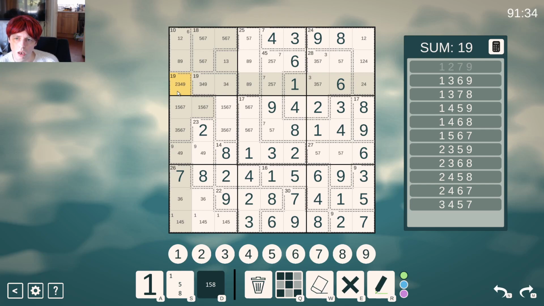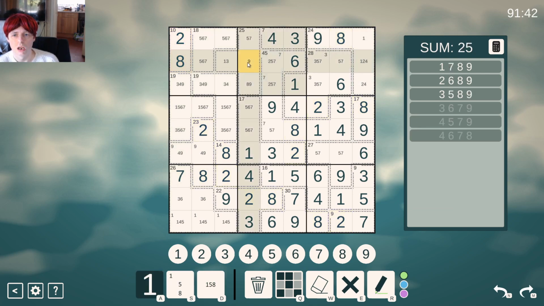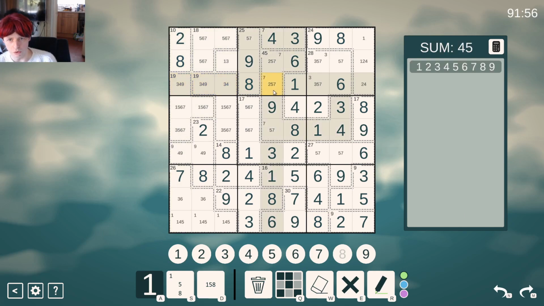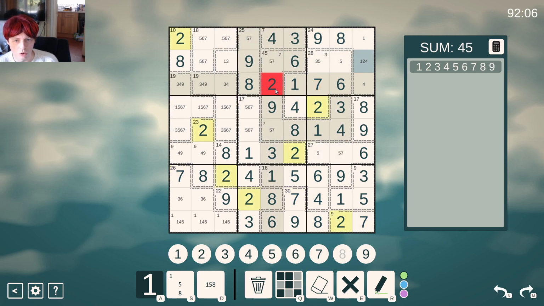So we can't have an 8 there, so that must be 8. And that's 2. And that's 9. And that's 8. Okay, we've got 3, 4, and 9 now, so that can't be 5 anymore. That can't be 3 or 5 anymore. It must be 7 then. And that's 2. Okay, backtrack a little then.